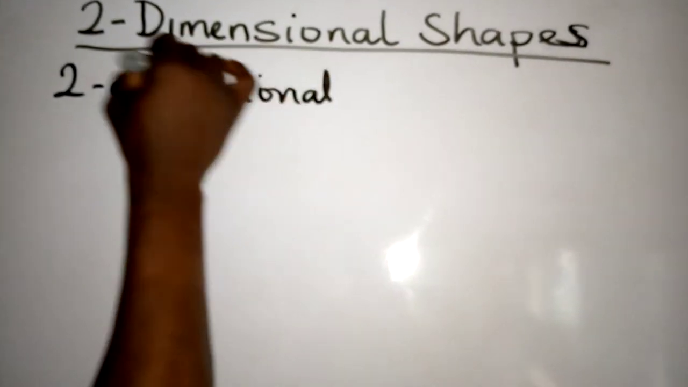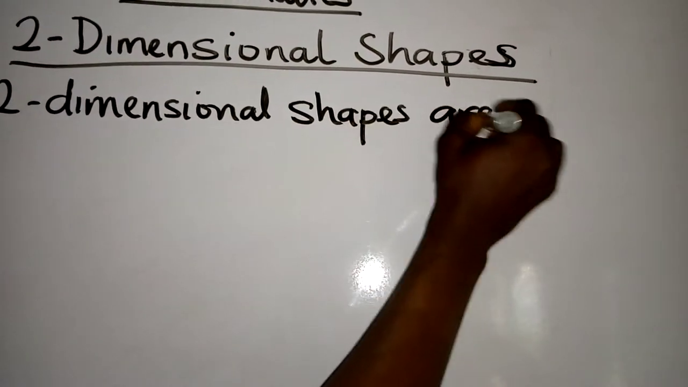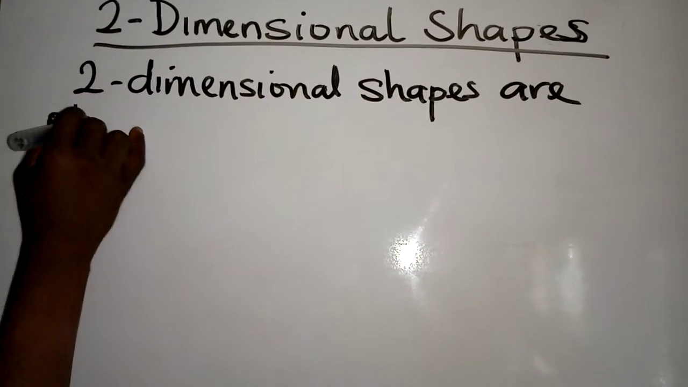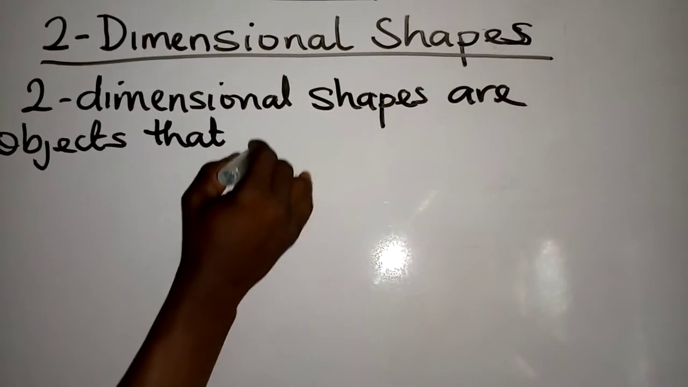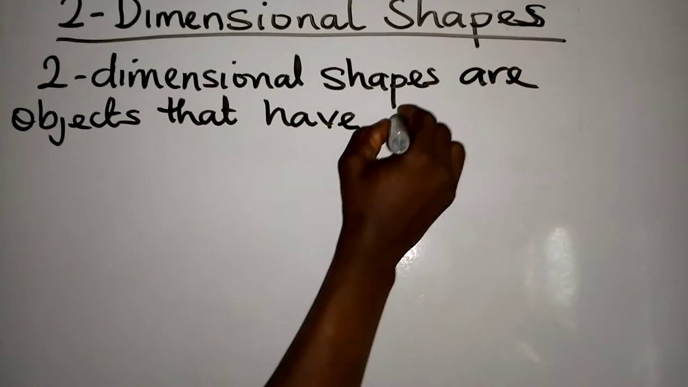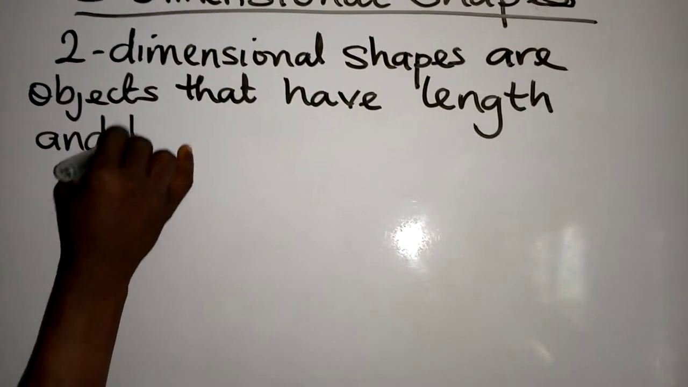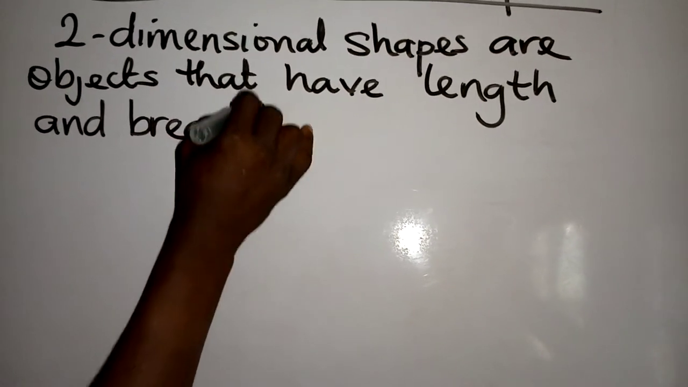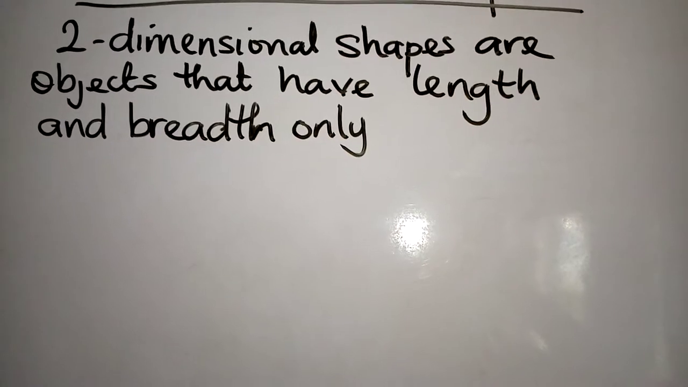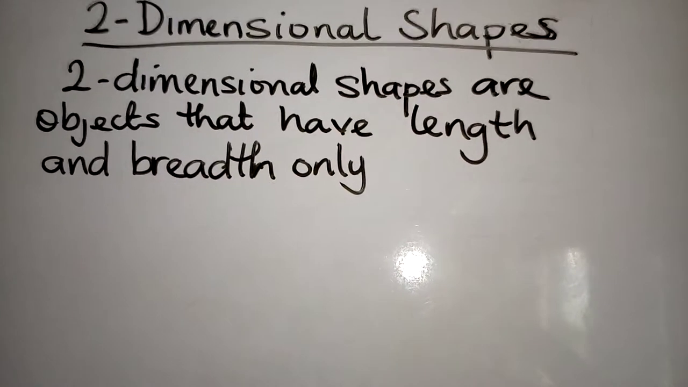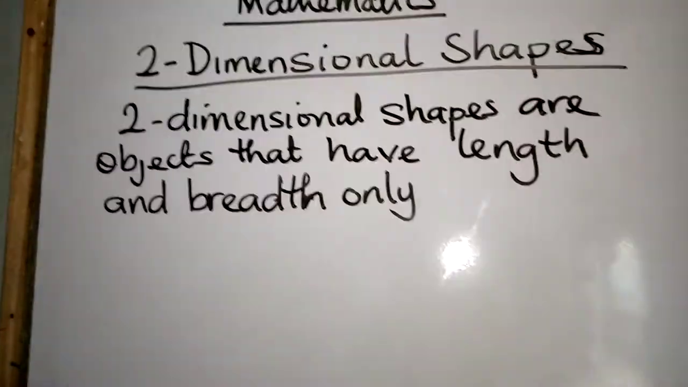Two-dimensional shapes are objects that have length and breadth only. They are also called flat or plane shapes.